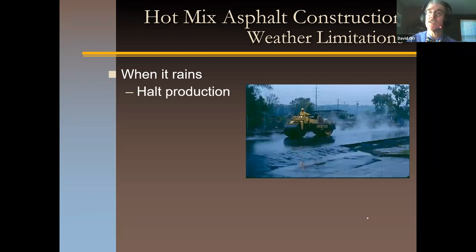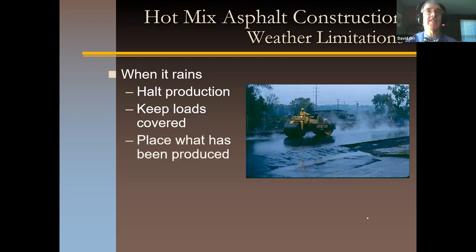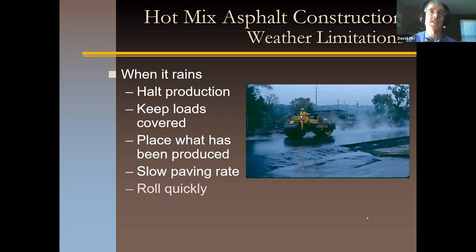Certainly you definitely want to slow down at the plant. Keep the loads covered. You might place what's produced, again, depending on how heavy the rain is, and slow the paving rate down so that you can get those rollers right up behind the paver to get the density in there and get it rolled. So the rollers have a better chance, okay? So you can roll it quickly, okay? And you may need to put more passes down, but something to be aware of.